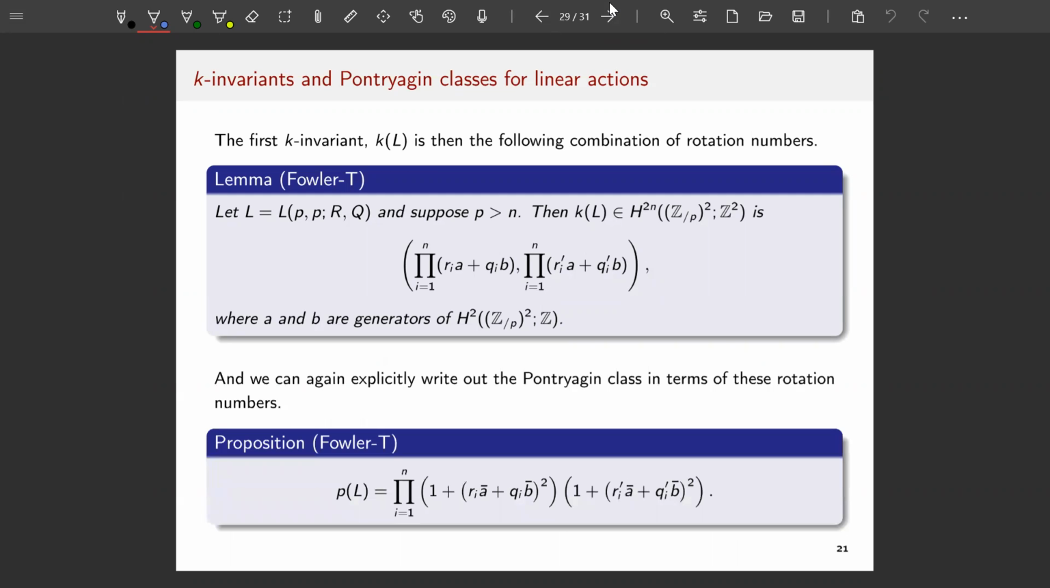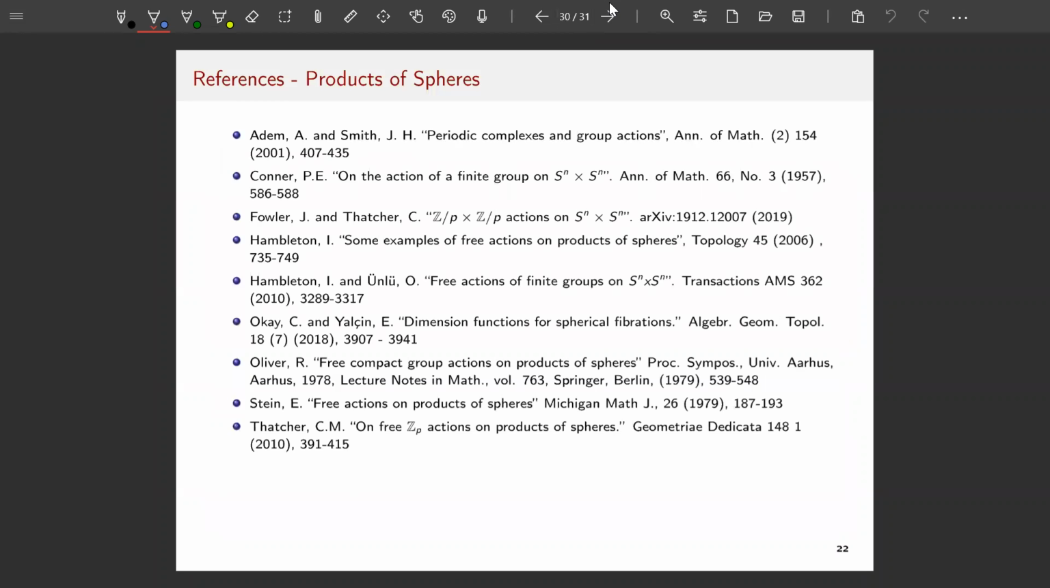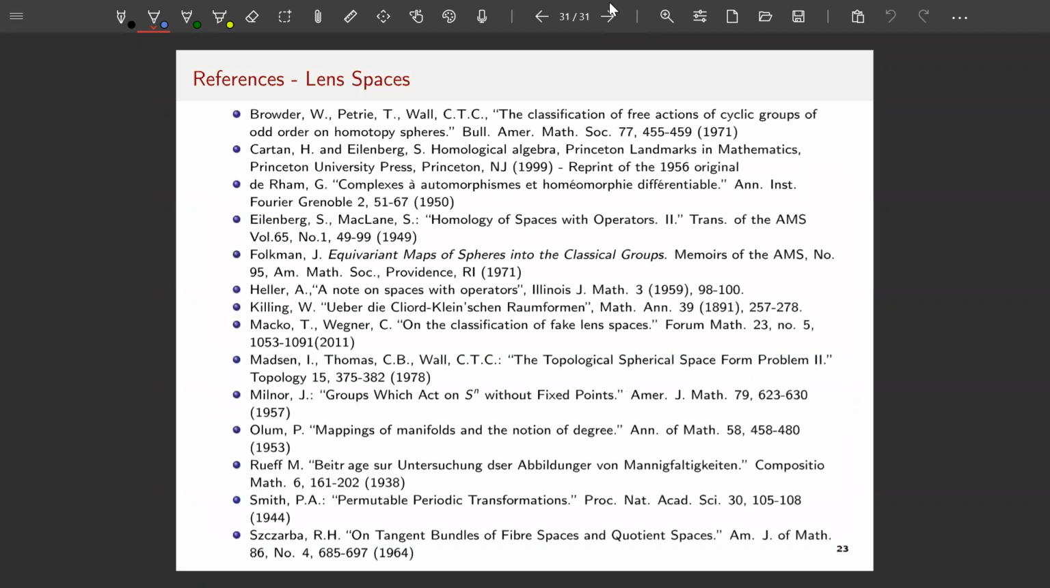trying to figure out the homeomorphism, distinguishing homeomorphism classes. You can also compute the structure set in a very similar way to what we did in the ZMod P case. But I think given time, this is a good stopping place. And so I have a bunch of references because there is a lot of work on this. So I'll stop with this.